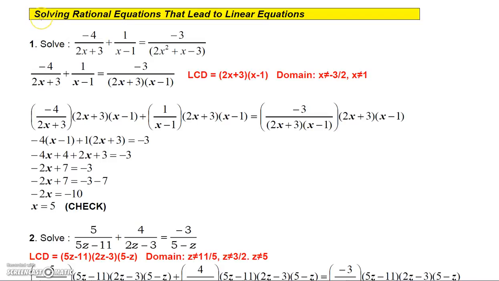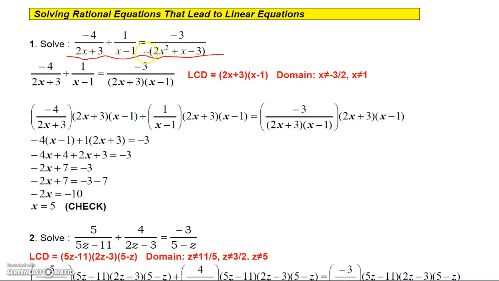Okay, we're going to wrap up section 1 of these college algebra videos by looking at a couple of more complicated linear equations here. I want to look at some rational equations, and rational equations are basically just equations that have fractions in them. Here you'll see that I have three fractions: minus 4 over 2x plus 3, 1 over x minus 1, and minus 3 over 2x squared plus x minus 3.